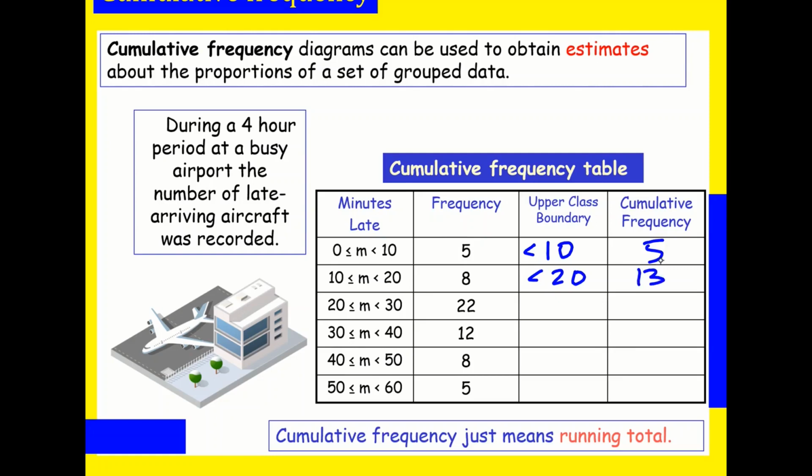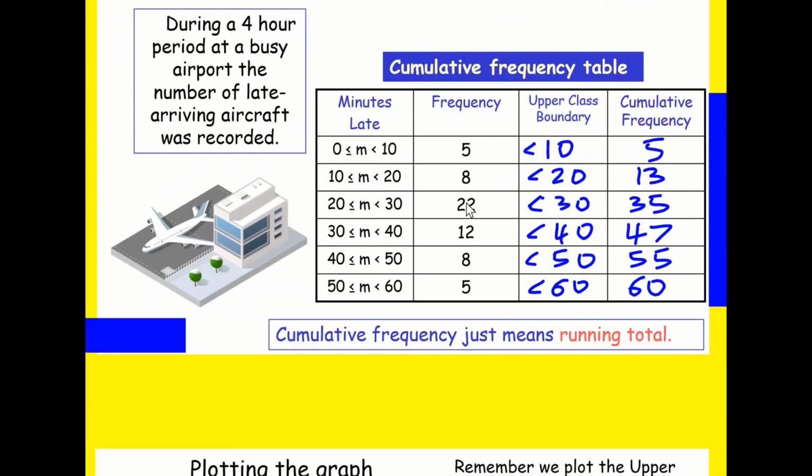So I get 13. The next one, I'm looking at less than 30. Now I've got all the values that I had before, but I'm also going to add 22. So that's going to give me 35. I'm creating a little table for cumulative frequency that's going to be useful. It's keeping track of the running total. This is going to be less than 40, and you should try and finish it off yourself. 47. Less than 50 is going to be 55. Less than 60, therefore, is going to be 60, which is the total frequency.